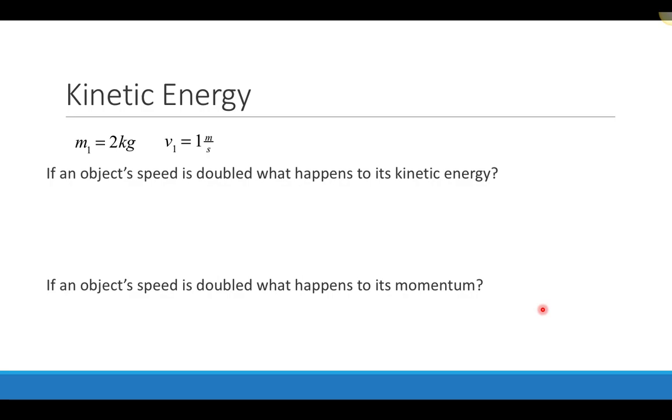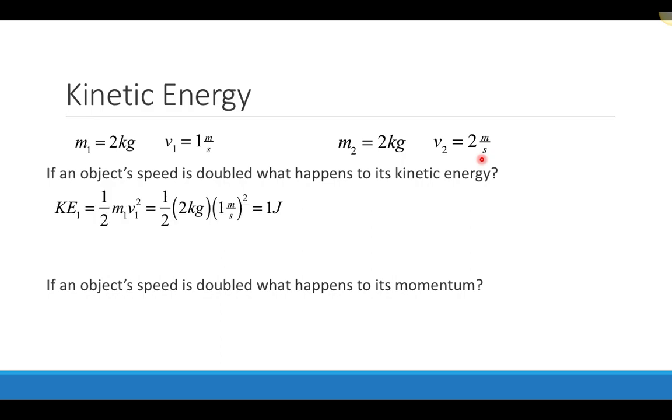So I'm going to say that my object originally has a mass of 2 kilograms and it has a speed of 1 meter per second. And I want to know what happens if the object's speed is doubled. So the mass stays the same, 2 kilograms, and the speed is now 2 meters per second instead of 1 meter per second. So I can calculate what the kinetic energy would be initially if the object was traveling at 1 meter per second. So I have 1/2, the mass is 2 kilograms, and then the speed is 1 meter per second squared. 1/2 times 2 is 1, 1 squared is 1, so I just get a kinetic energy value of 1 joule.